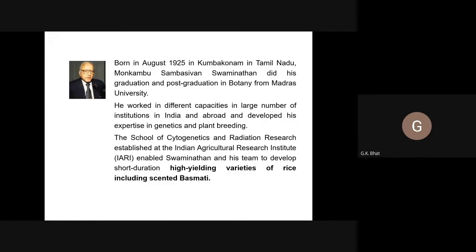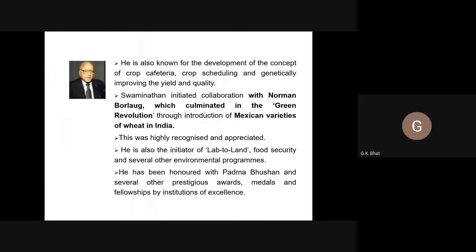And you must know this particular person. Who is this? Swaminathan. Why should you know him? He was responsible for developing short-duration, high-yielding varieties of rice, including your scented basmati. He also worked with Norman Borlaug, and his work culminated in the Green Revolution through the introduction of Mexican varieties of wheat in India. Therefore, he is credited with the Green Revolution also.